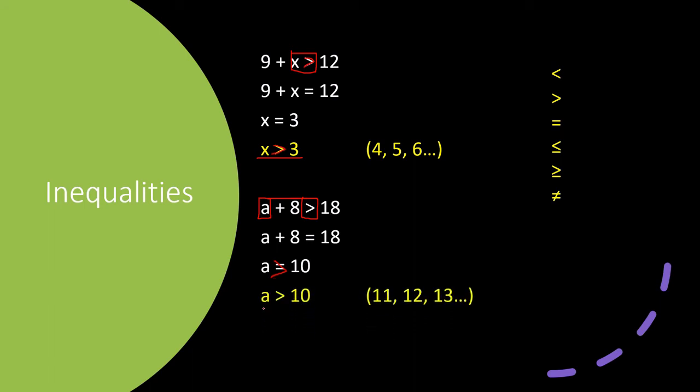So I can tell that a is greater than 10. So therefore, in order for this statement to be true, the a has to be greater than 10. So the a, hypothetically speaking, it could be 11, 12, 13, 14, and so on and so on. Very good, my friends. Let us look at a couple more examples.